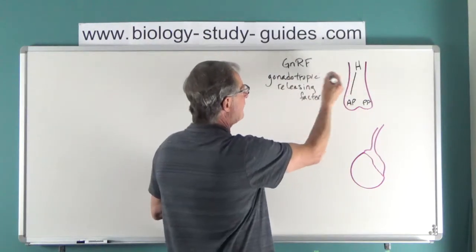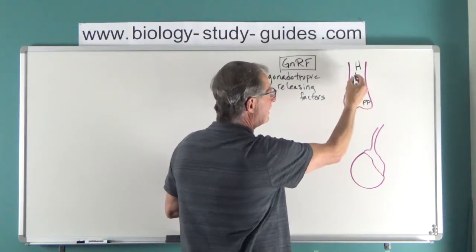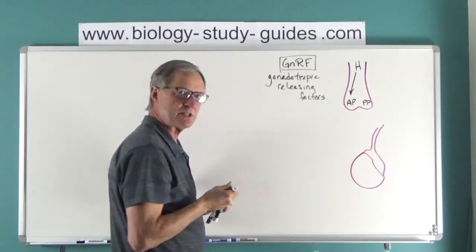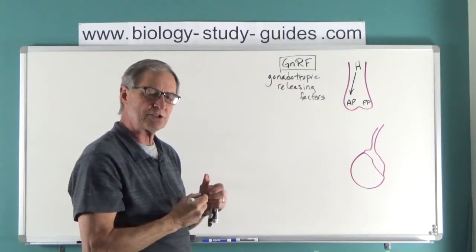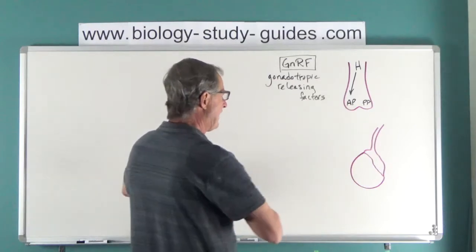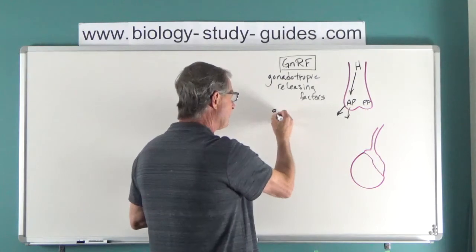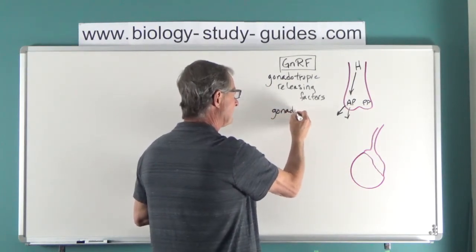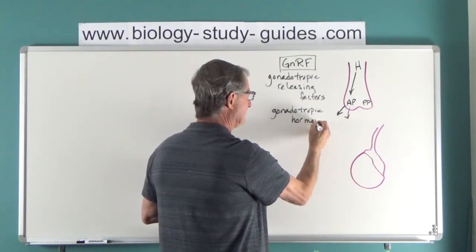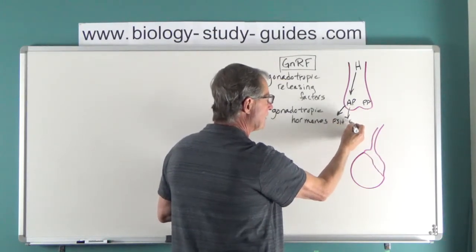So what the hypothalamus does, it produces and releases gonadotropic releasing factors, puts them into this little blood vessel. The blood vessel takes them to the anterior pituitary. They affect the cells in the anterior pituitary and cause it to release its own hormones. And those hormones are actually the gonadotropic hormones. So the anterior pituitary releases two gonadotropic hormones. One of them is called FSH, and the other one is LH.